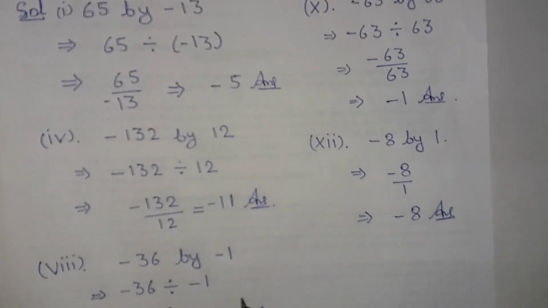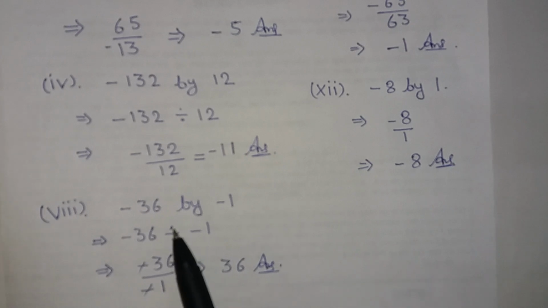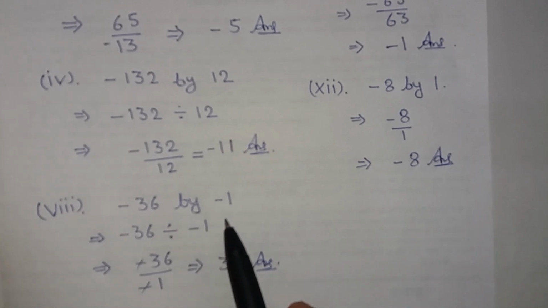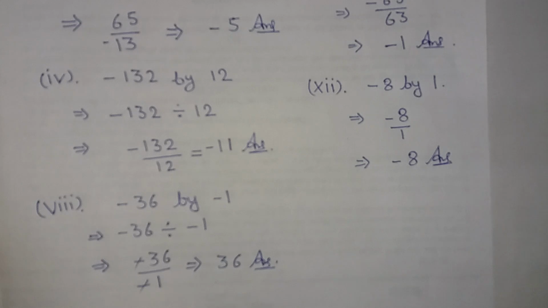Next, eighth part. In the eighth part, minus 36 by minus 1. When we divide minus 36 by minus 1, the minus signs cancel and it will be 36. So here the answer will be 36.